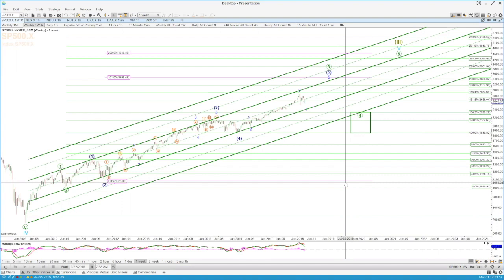And this week I thought we'd take a look at the main US index, the S&P 500. So this is being recorded on Saturday, the 31st of March.